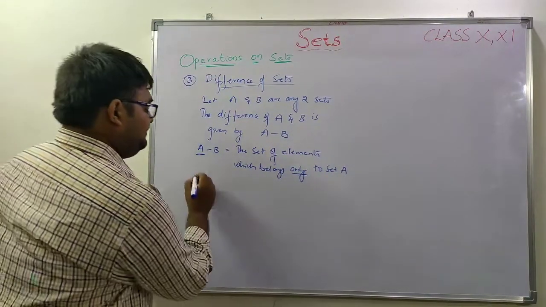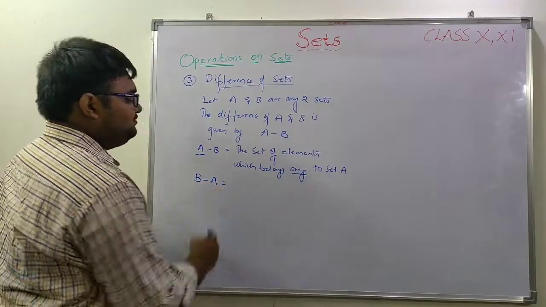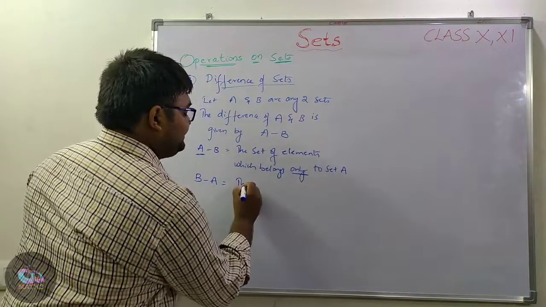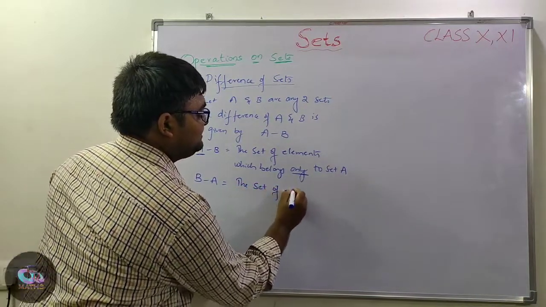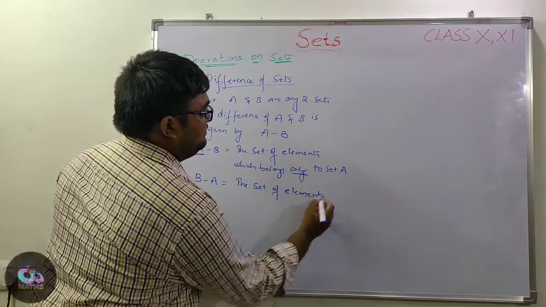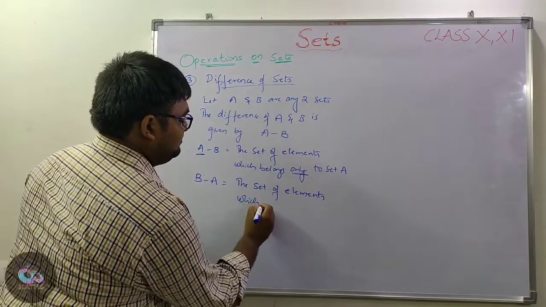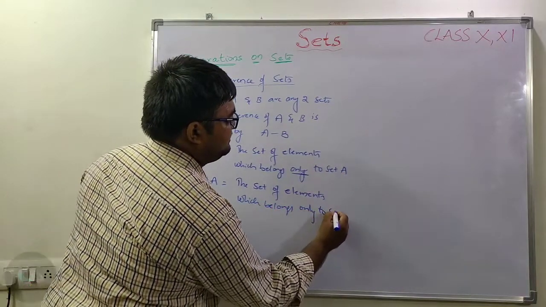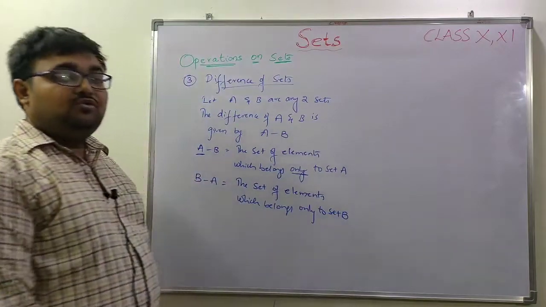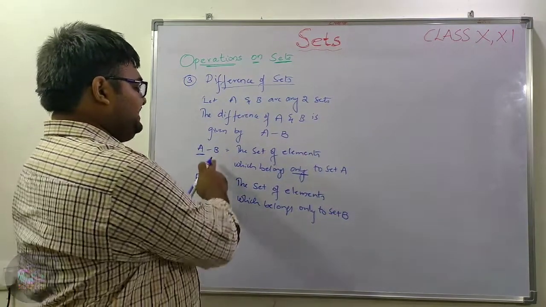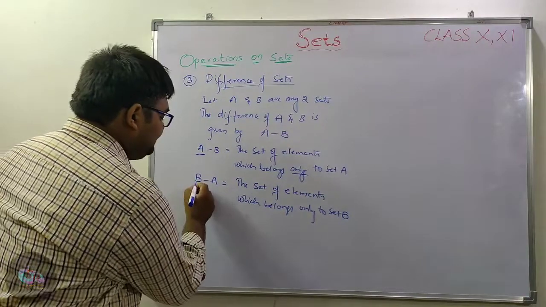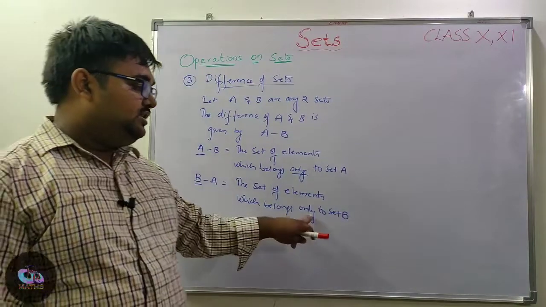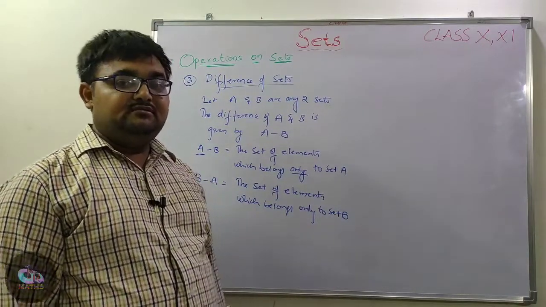In the same way, if I consider B minus A, B minus A is also the difference of sets. Now this B minus A represents the set of elements which belongs only to set B. So for A minus B and B minus A, here the difference starts with B, so we need to take the elements which belong only to set B.